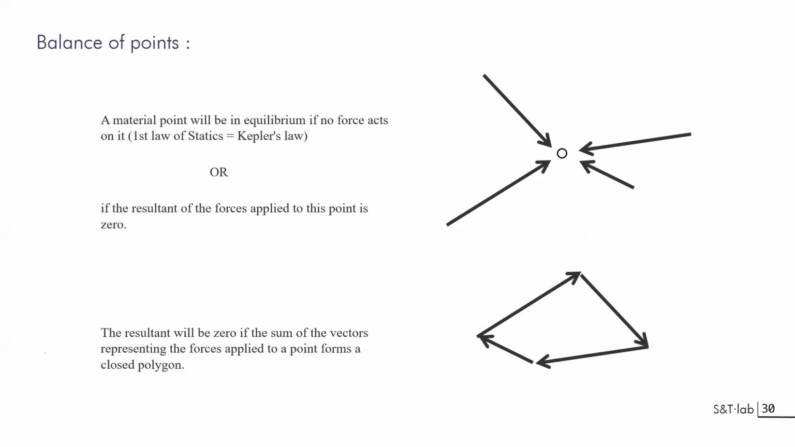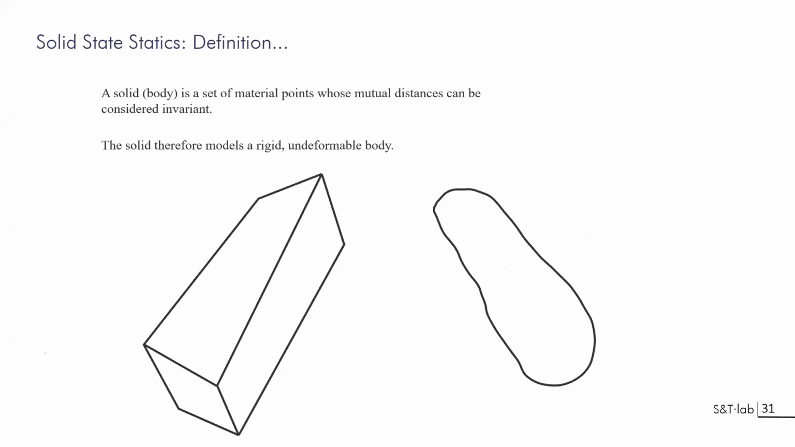So the principle of balance of a point is that if you have a point that's not moving, you can have no force applied to it, or you can also have a series of forces constituting a closed polygon of forces, the start corresponding to the end, which demonstrates that the system is in equilibrium. That will be the main objective for a series of structures.